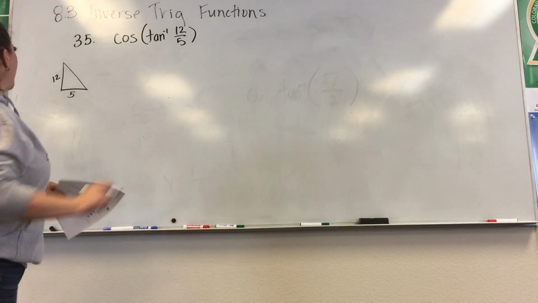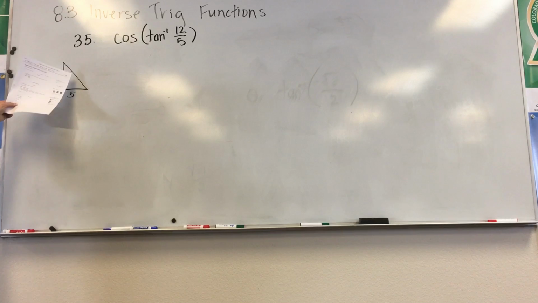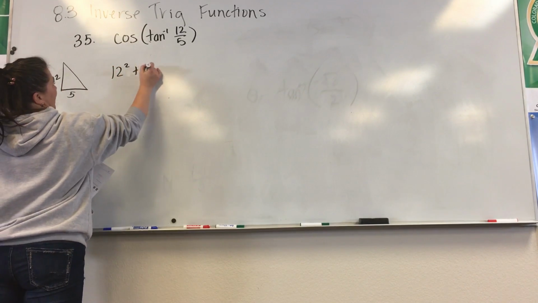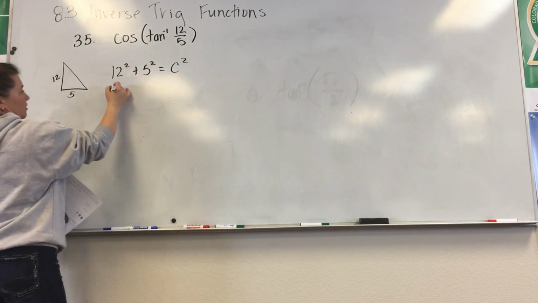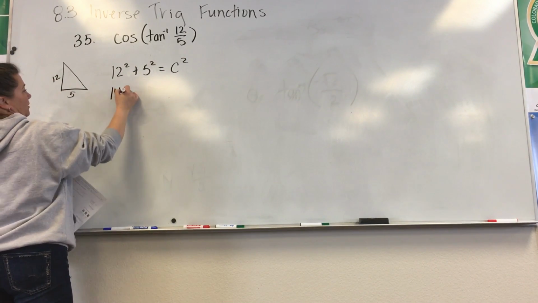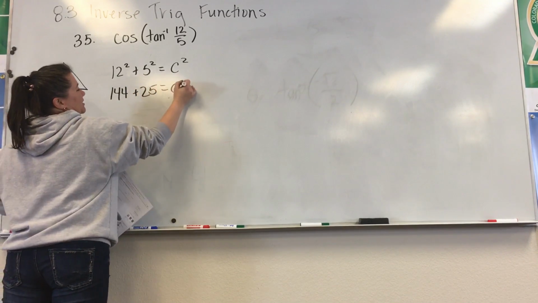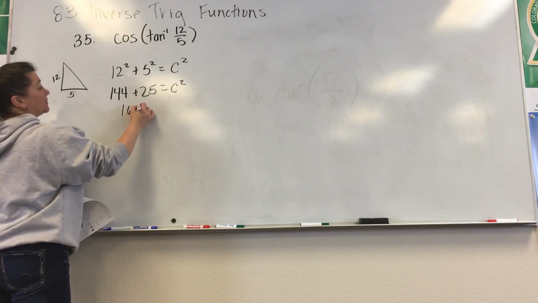All right. So, but I can find the third side, right? Yes, I agree. So 12 squared plus 5 squared equals c squared. So 144 plus 25 equals c squared. 169.